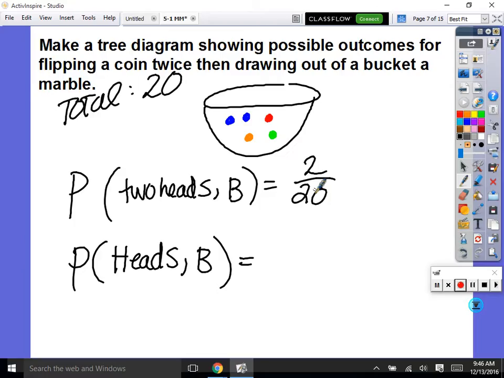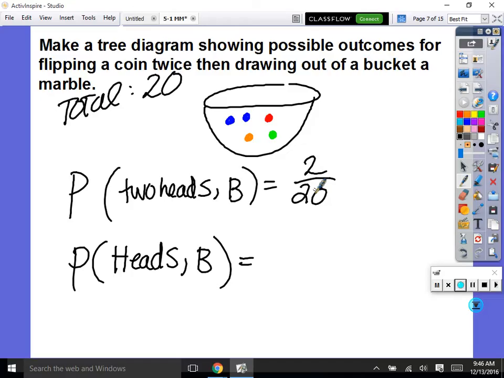Now I'm going to change the problem. What's the probability of getting a heads ever and a blue? So how many times does that happen? Look at your tree diagram and count. Look at your possible outcomes and think without writing them out. Let's see. I get 6. I get 6.